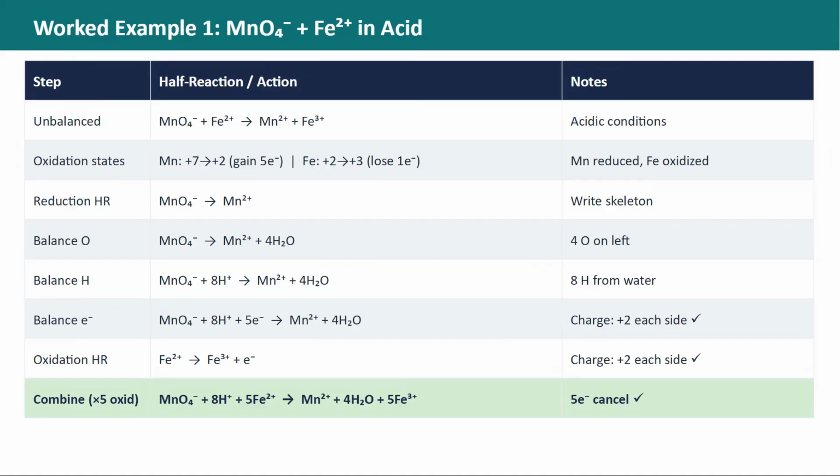So you write the reduction half reaction, which is MnO4 negative going to Mn2 positive. Then balance oxygen, because manganese is already balanced, using water molecules. And after that, balance hydrogen using proton, H positive. And then for balancing charge, use electrons, and then see the oxidation half reaction and do the same process. And after that, make the electrons equal in reduction and oxidation parts, and then combine the equations to get the overall equation.